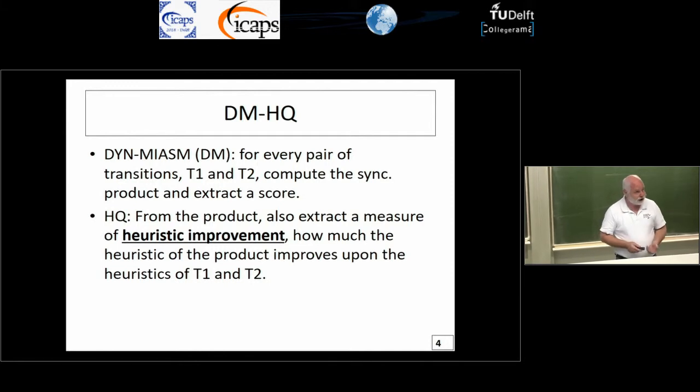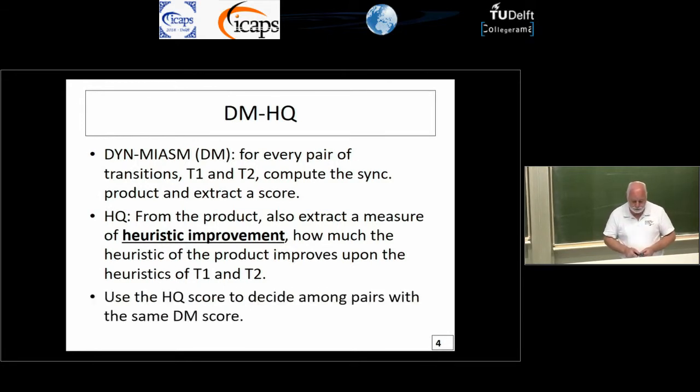So HQ is our addition to dynamic miasm. One of the peculiar things about merge and shrink is the point is to create a good heuristic, but nobody directly measures how good the heuristic is during this construction phase. They measure other things instead. So for example, the score that dynamic miasm computes has absolutely nothing to do with the heuristic value of the start state. So we thought that it would be maybe a simple, easy contribution to just take some measure of heuristic quality, that's what the HQ stands for, or heuristic improvement, and use that in combination with maybe some of these other scores as a way of improving the merge and shrink, or the merging strategy.